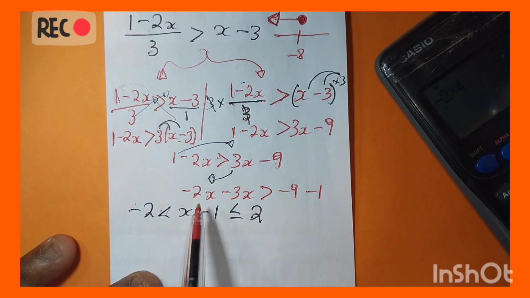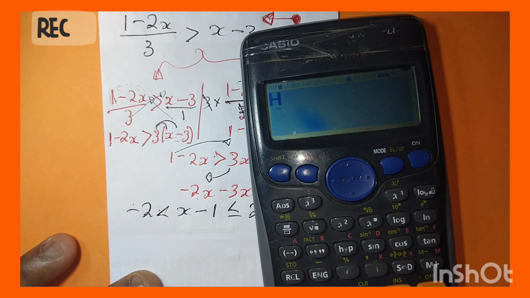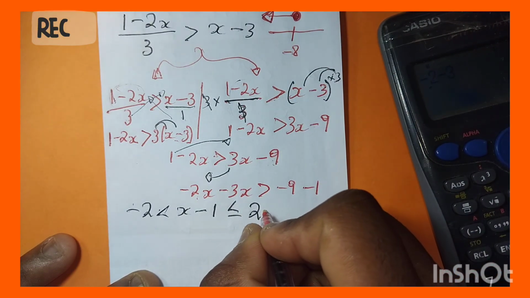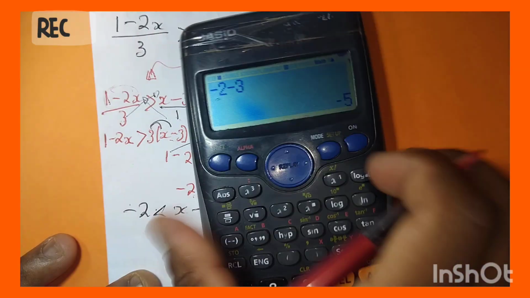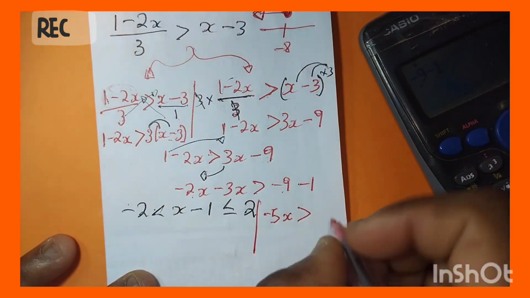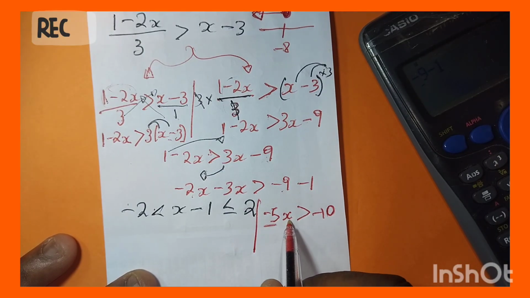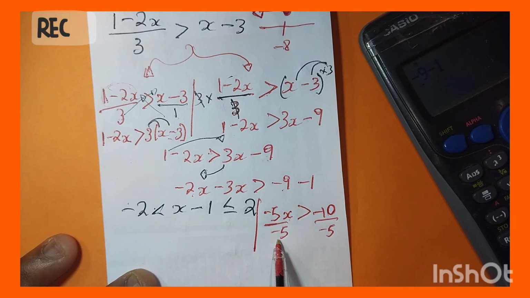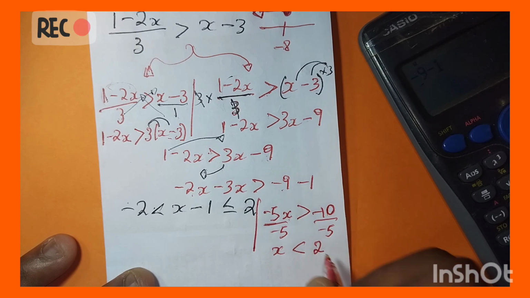So these two things are like terms. You can press them on a calculator, minus 2 minus 3. Here I'll get minus 5x, and these two numbers, minus 9 minus 1, I'll get minus 10. So what is in front of what I need, I divide by it. But because I divide with a negative number, the inequality sign will change direction. I will get 2.